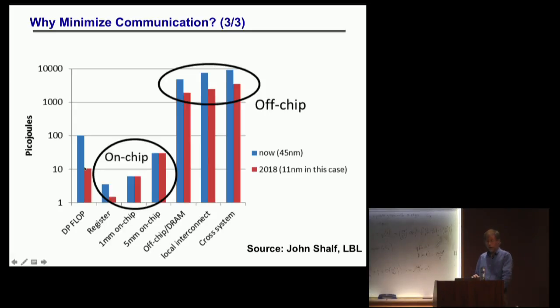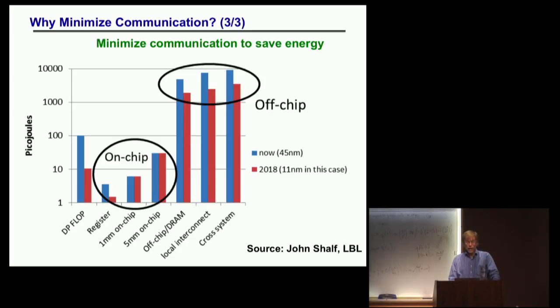So whether you're worried about the $1 million per megawatt per year it costs to run your data center, or the battery in your cell phone dying, or how long it takes to keep your drone in the air, depends on your funding agency, then you want to minimize communication to save energy. Okay, so this is going to be our goal.